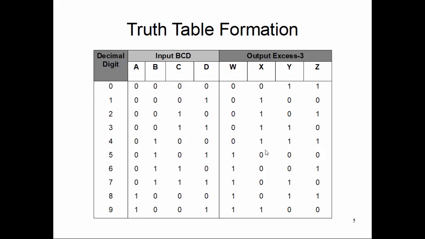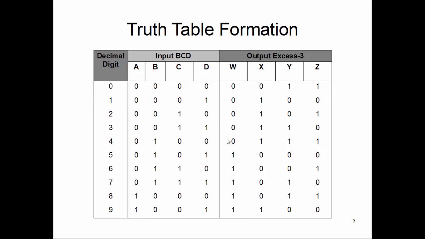Let's say it is 7, which is 0111. Then the output becomes 10, right? 10 is represented as 1010. All right, so this is the truth table. Then from this truth table, what shall we write? We write down the corresponding Boolean function.